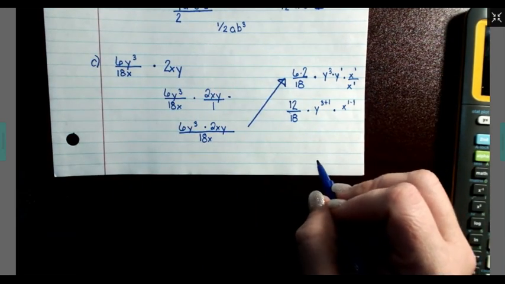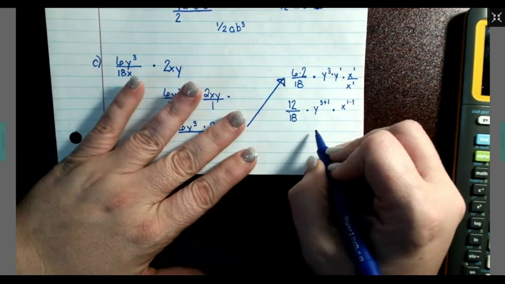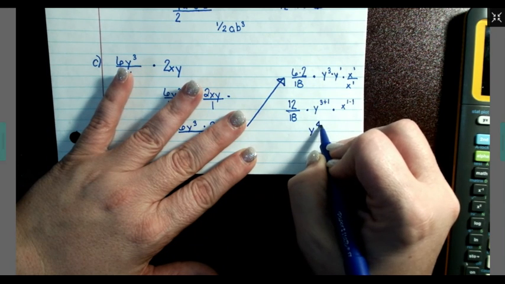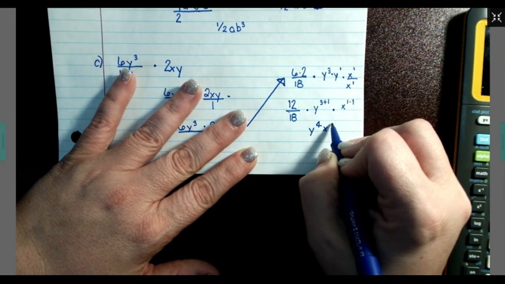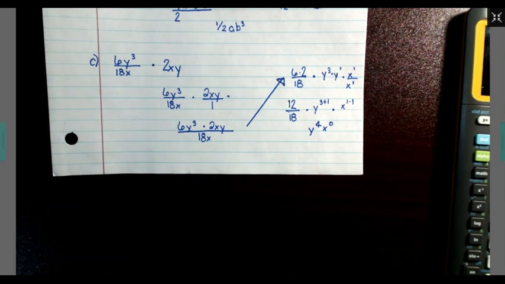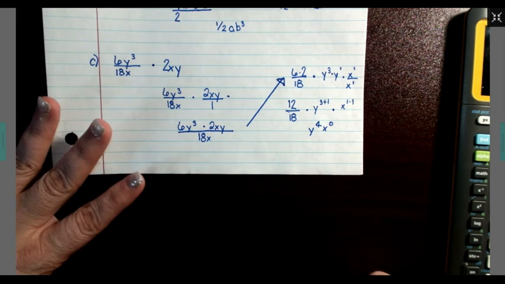Let's take a look at what we got. Now, I don't like this 12 over 18. We're going to come back to this in just a second, but let's clean up. The y is going to be raised to the 4th power, and x is going to be raised to the 0 power. We'll get into that really in the next lesson and dive into that whole 0 power in a little bit. So I'm not going to worry about it just yet. I'm going to actually just leave it there, okay?